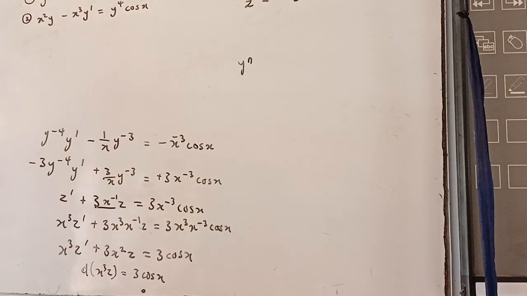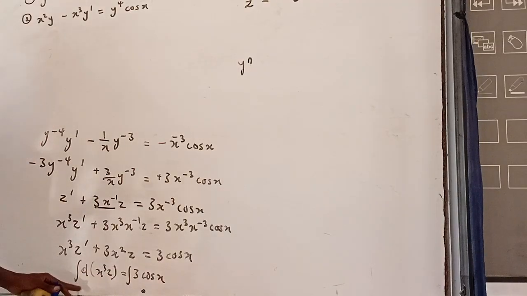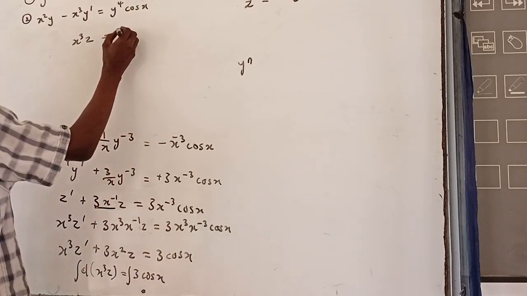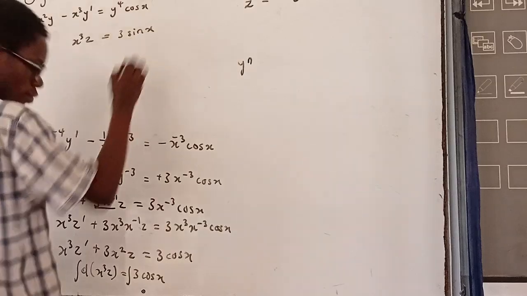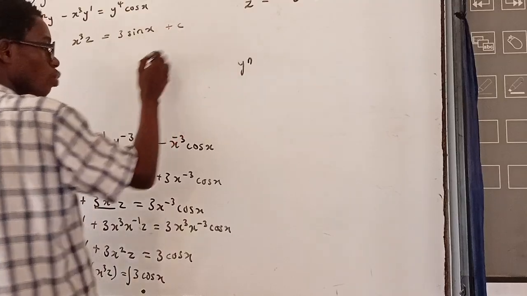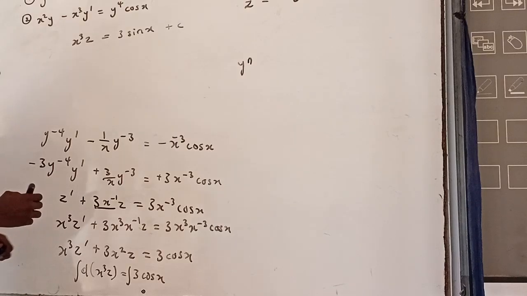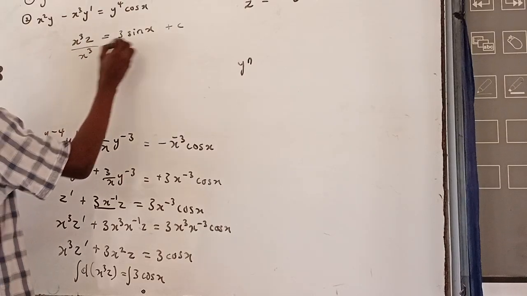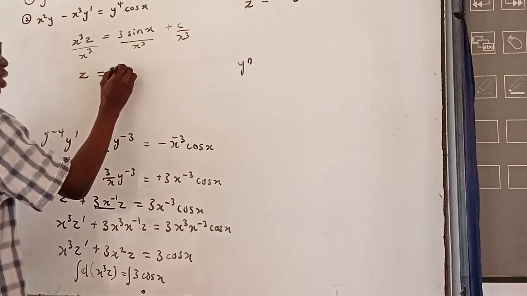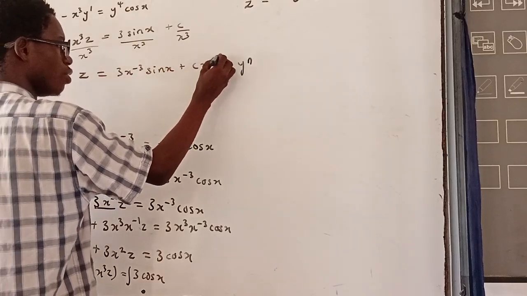So now we integrate both sides to get our z. The integral of this is x cubed z equals, integrating 3 cos x gives 3 sine x plus c. We have to use our constant of integration here, please. So let's make z the subject of the formula, which means we are dividing through by x cubed. So z equals 3x minus 3 sine x plus cx minus 3.